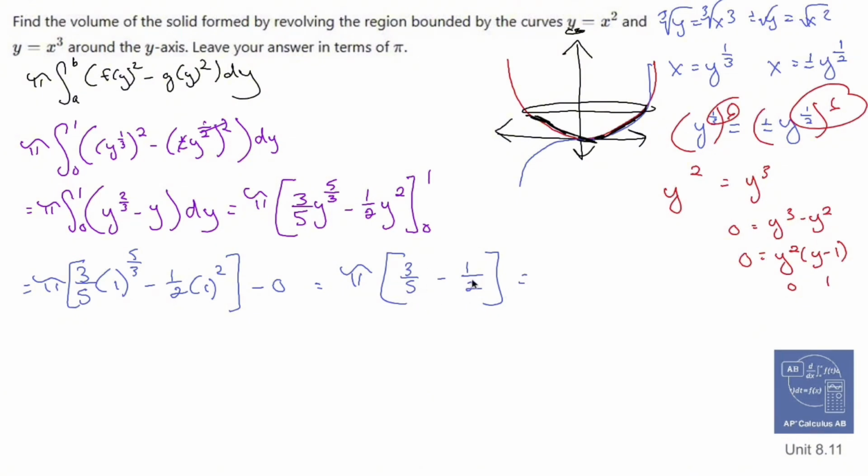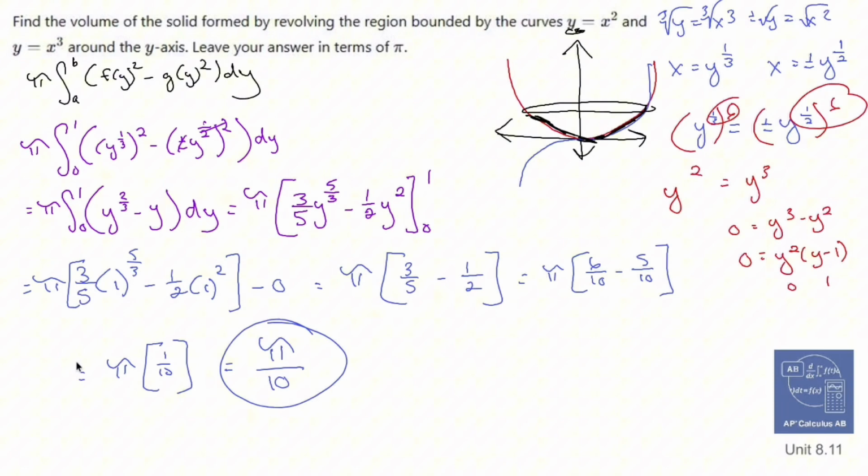Okay, multiply by 2 over 2, so pi times 6 over 10 minus, multiply by 5 over 5, 5 over 10, and you're going to end up with pi times 1/10, which is pi over 10. Breathe in, breathe out. Washers.